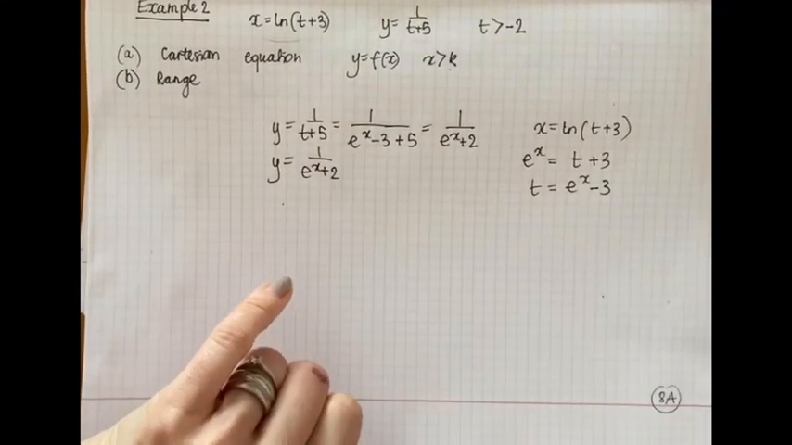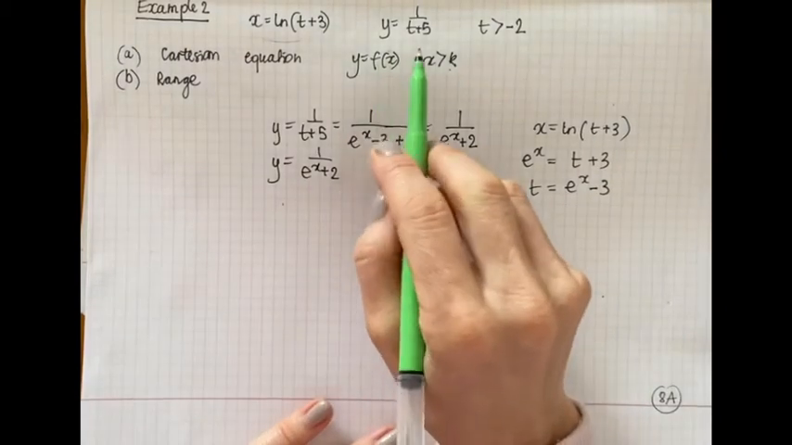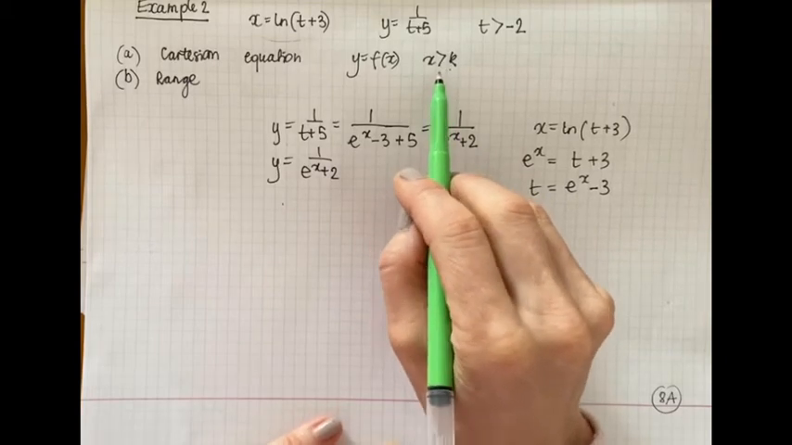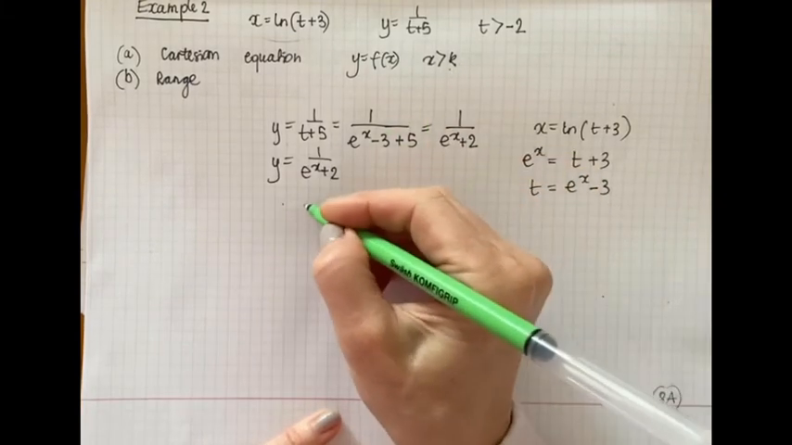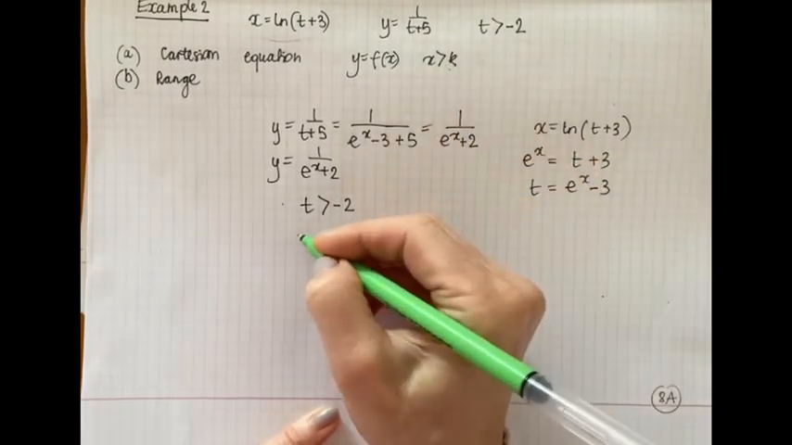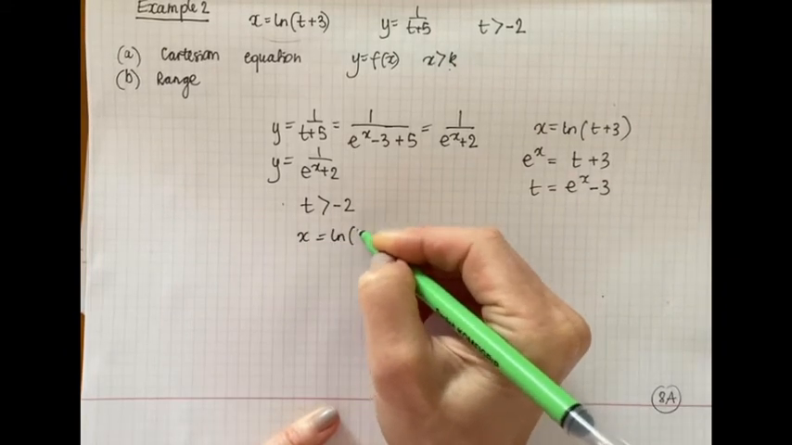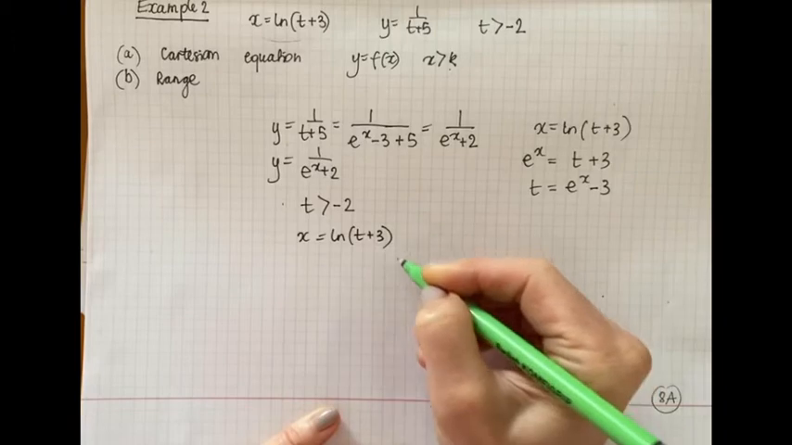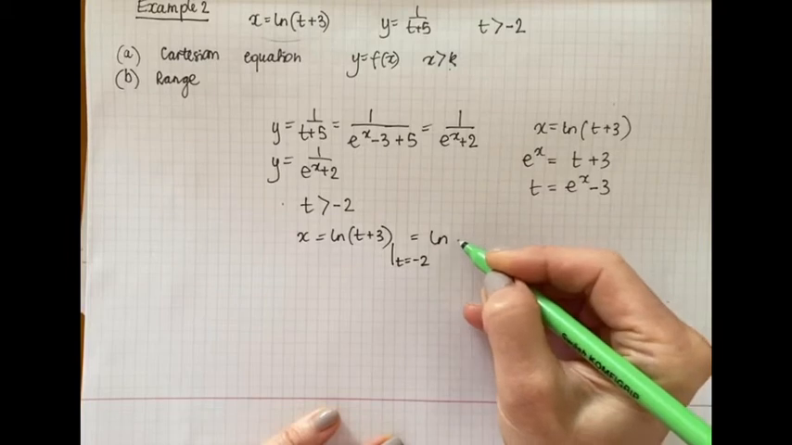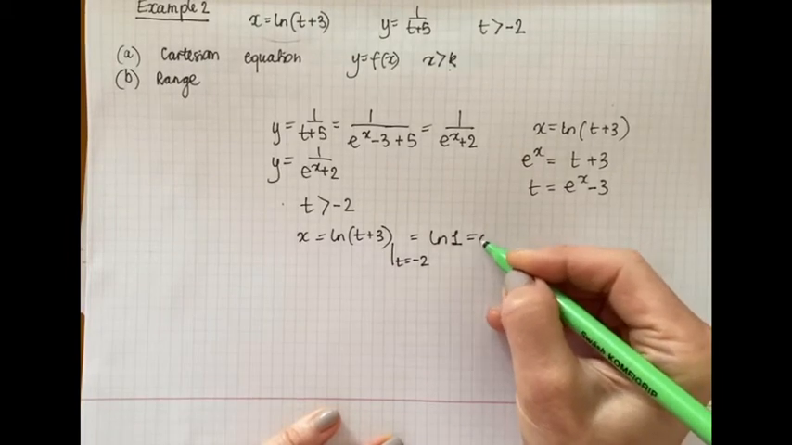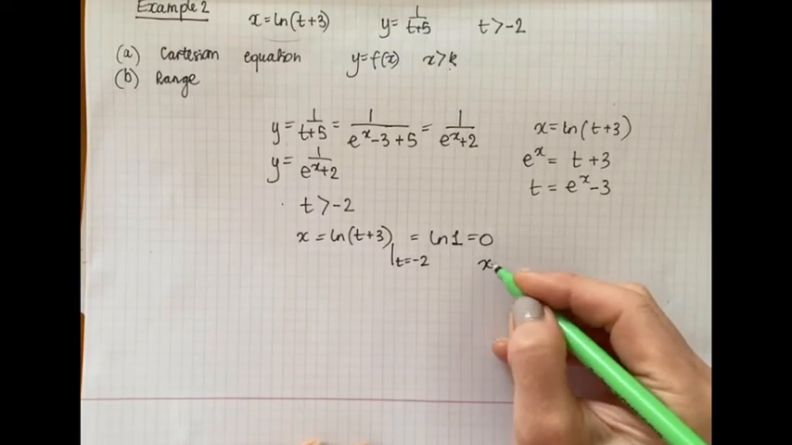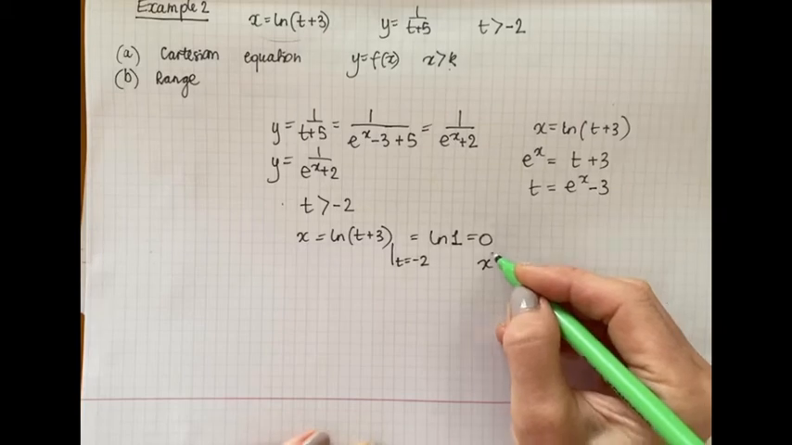So this is our Cartesian equation. So we're going to have a look at finding the value of k. So the value of k is simply, we need to have a look at t being greater than minus 2. This is the domain. So for the domain, we're going to look at ln of t plus 3. So if you sub t is equal to minus 2, you're going to get ln 1, which is 0. Okay, so that tells me that x is going to be greater than 0.